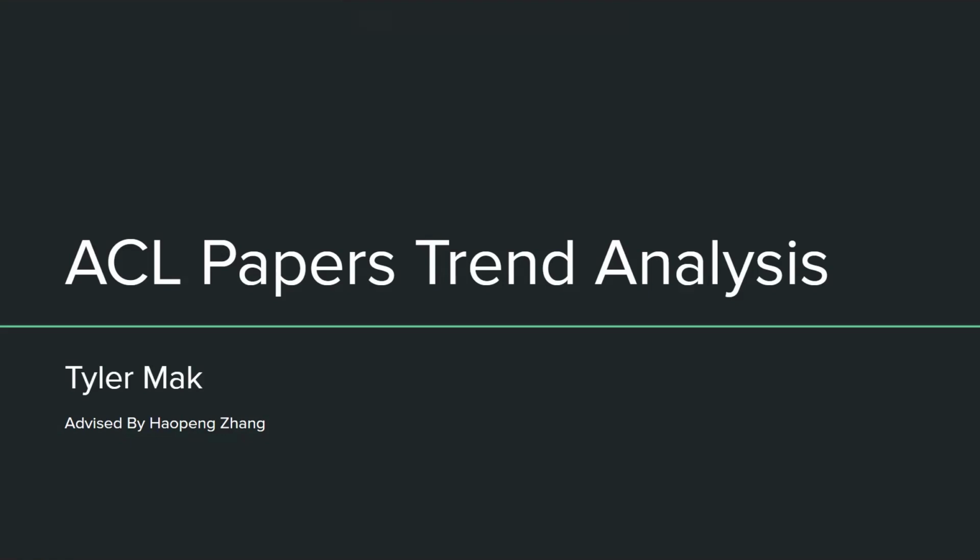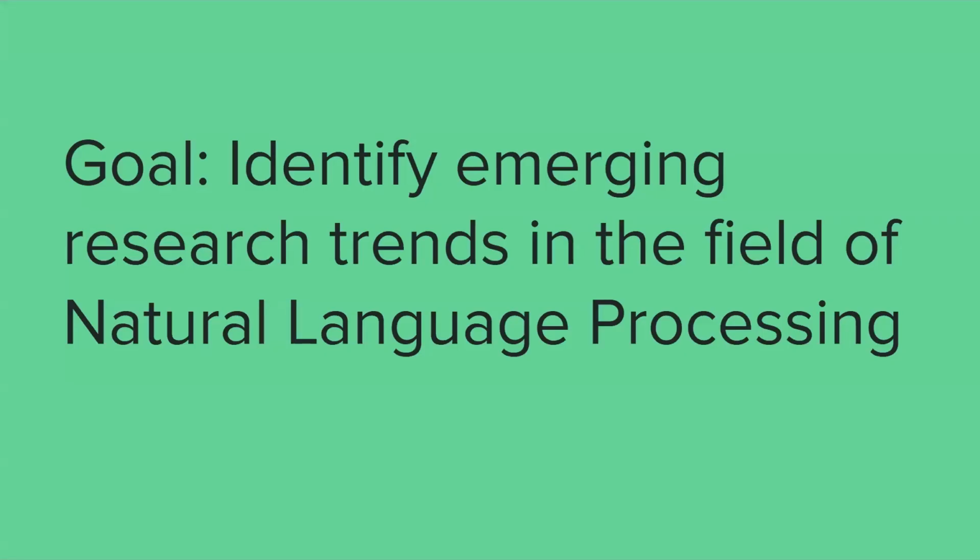Hi everyone, my name is Tyler. I'm a senior computer science major, and today I'll be talking about my project, ACL papers trend analysis, advised by Haohan Yuan, who specializes in NLP, or natural language processing, a field of AI that enables computers to understand human language. Our goal is to identify emerging research trends in the field of NLP.